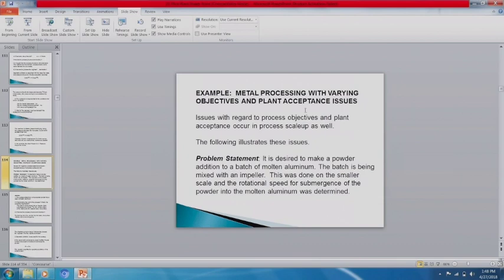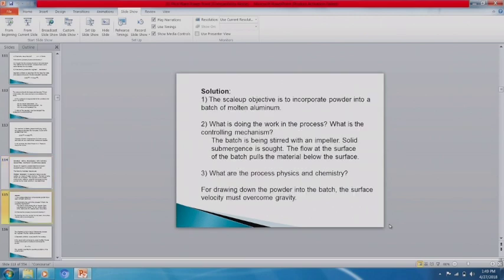Example of metal processing with varying objectives and plant acceptance issues, right? Here, it's desired to make a powdered addition to a batch of molten aluminum. The batch is being mixed by an impeller. This is done on a small scale, and the rotational speed for submergence of the powder into the molten aluminum was determined. Remember the powder being added in the Artie Barinko video? It floated on the top. Now we want it to be added, and it gets pulled into the batch.